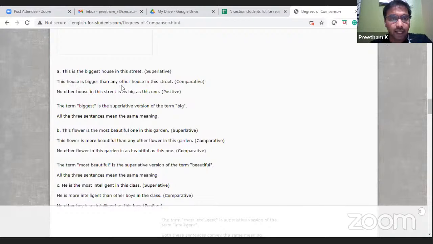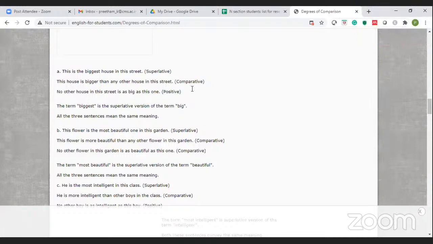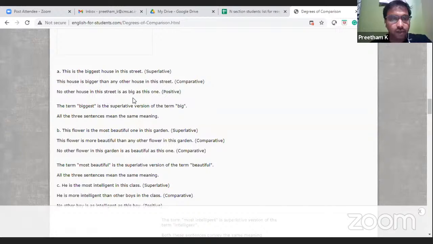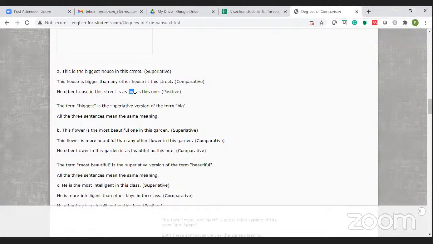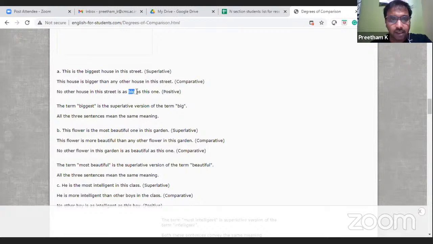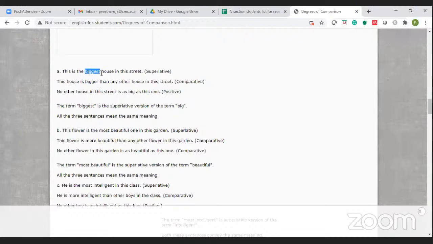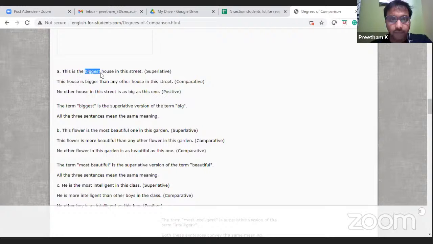This house is bigger than any other house in the street. This is comparative because you are using other here. No other house in the street is as big as this one. So look at the words, the adjectives. In comparison, you should focus on adjectives. Based on what adjectives you have used, you decide whether it is positive degree, comparative degree, or superlative degree. Here big is a basic positive adjective, bigger is comparative, and biggest is superlative. Based on the usage of the adjectives, you determine whether the adjective is positive, comparative, or superlative.